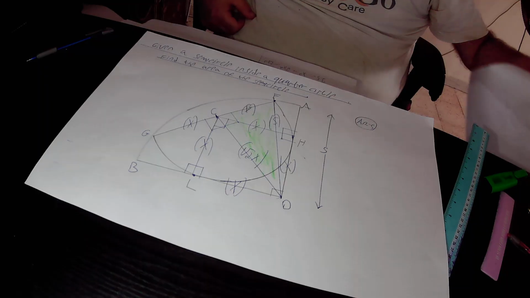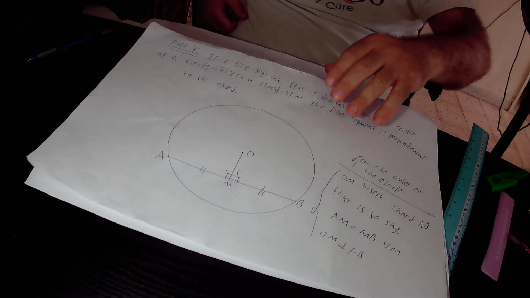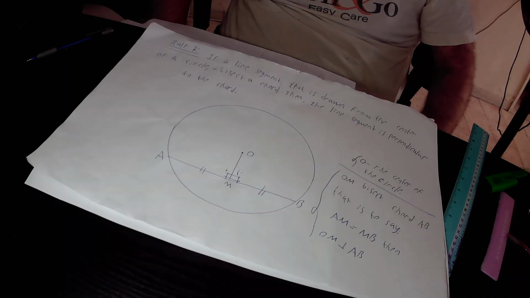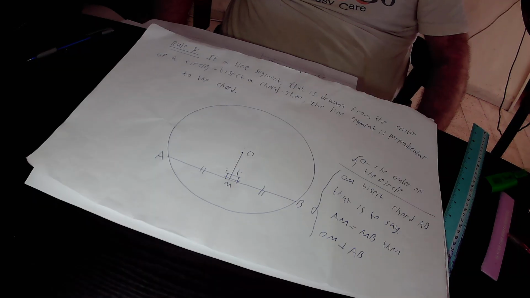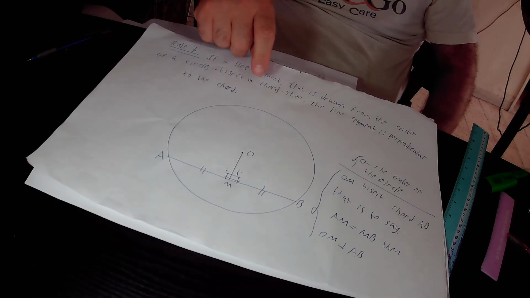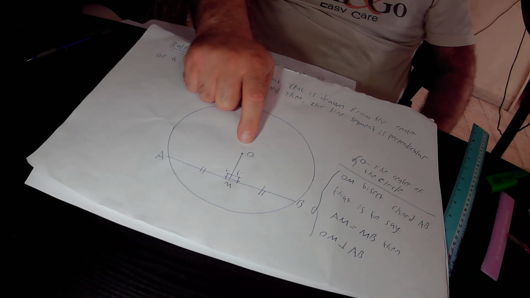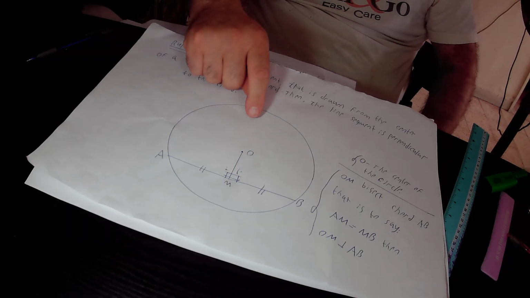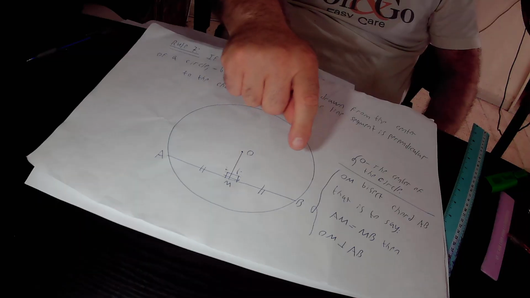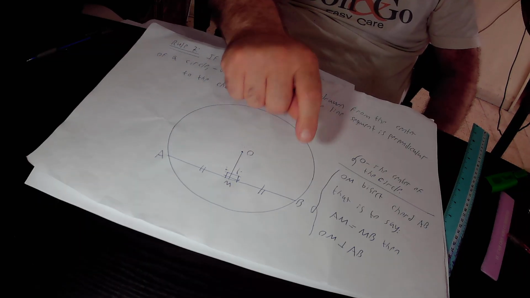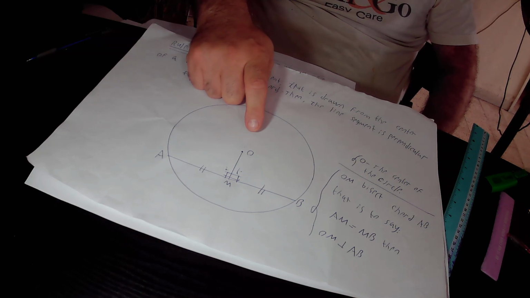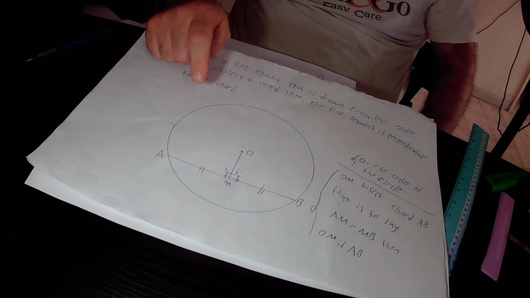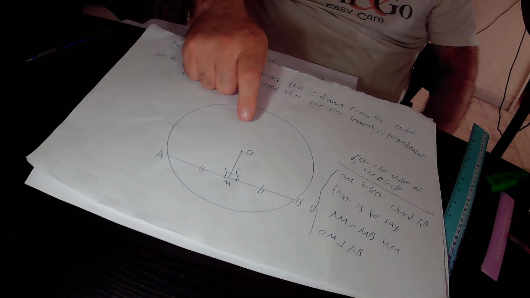So let me quickly go over rule 7. According to rule 7, if a line segment that is drawn from the center of the circle bisects the chord, then the line segment is also perpendicular to that chord. In the drawing we have a circle, and this is point O, the center. From O, we have line segment OM that bisects chord AB, that is to say MA equals MB. Because OM is drawn from the center and bisects chord AB, OM is also perpendicular to chord AB.